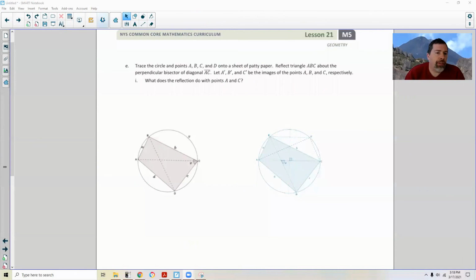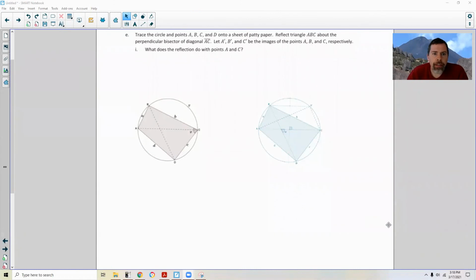All right, page 3 brings us to part E, and it says to trace the circle and points A, B, C, and D onto a sheet of patty paper. So this was the original circle with the cyclic quadrilateral inside of it. If you copy that onto a sheet of patty paper and then flip the patty paper over, this is what it would look like. Patty paper is really thin, see-through paper that you can trace with.